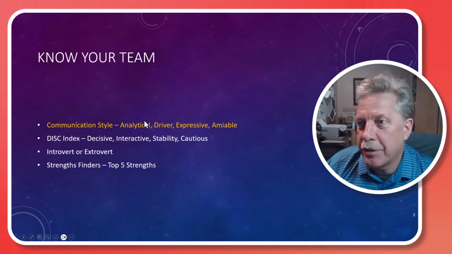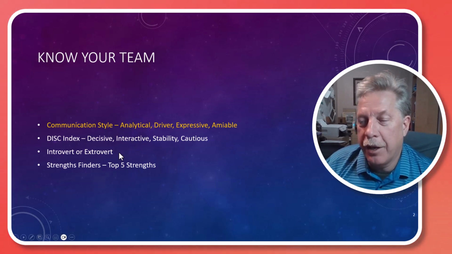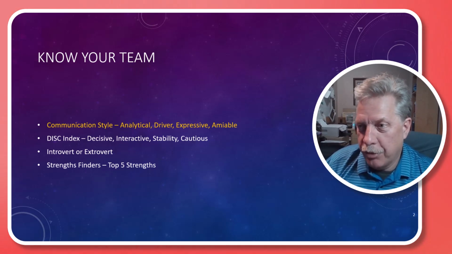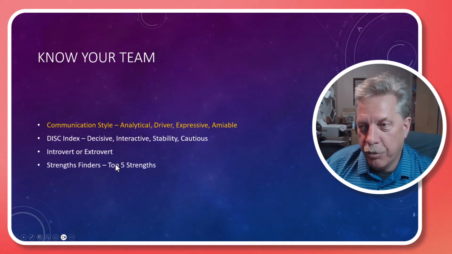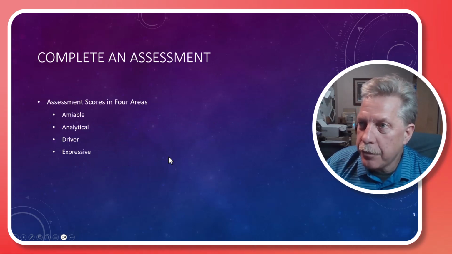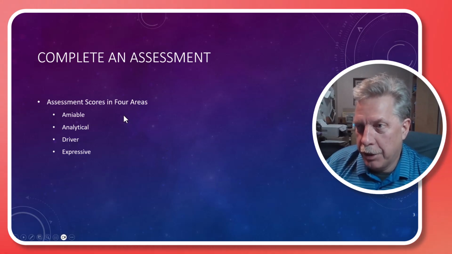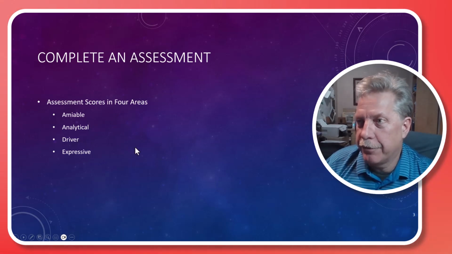In addition to that, it's important to know your team through a DISC index, which is another assessment. I have also done a video on an introvert and extrovert assessment. It's important to know whether someone on your team is introverted or extroverted. Another one that I like to use is StrengthsFinder, which identifies the top 5 strengths of the person on your team. This video is going to focus on how you would complete an assessment of communication styles, and it scores people in one of 4 different quadrants. They're either amiable, analytical, driver, or expressive.